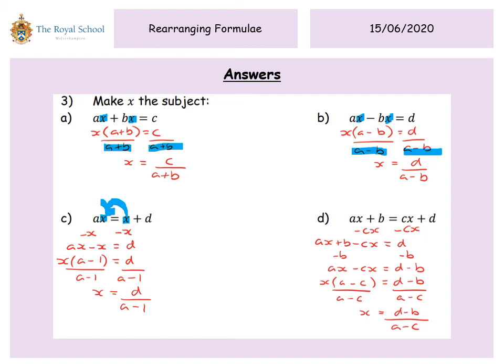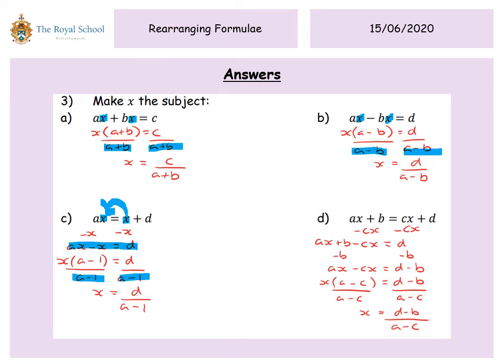So that gives us ax minus x equals d. Now you can factorise out. So that gives us x brackets a minus 1 equals d. If x has been times by all of a minus 1, then we divide by a minus 1 to get it on its own. That gets us our final expression.